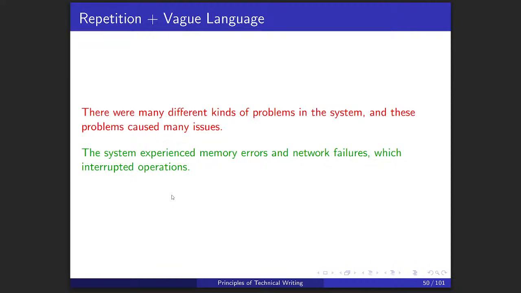If you see here, "there are many kinds of problems in the system, and these problems cause many issues." You are giving the same thing again and again. If it is written this way, "the system experienced memory errors and network failures which interrupted operations," it will be very clear. But instead you do repetition and use vague language, which irritates the user and makes a bad impression on you.